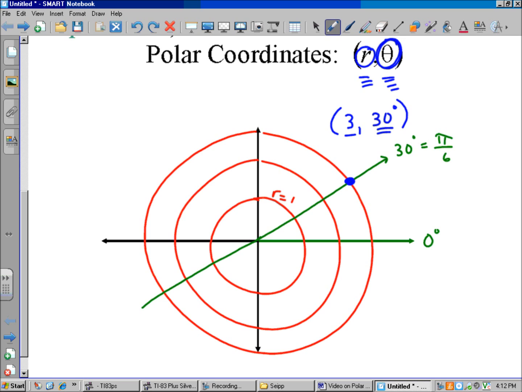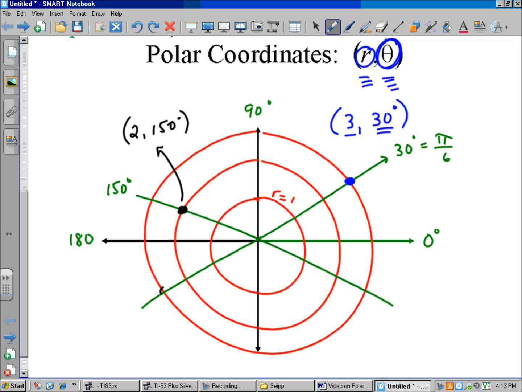All right, what if we were in the second quadrant over here? I don't know, let's say that it was 150 degrees. Say that this was the 150 degree line, because of course this is 90 degrees, this is 180, right? So 150 would be here. That would extend over there too. Again, we'll talk about that in a second. But if I named this point here, this point would be called 2, because it's 2 units away from the origin, comma, 150 degrees.